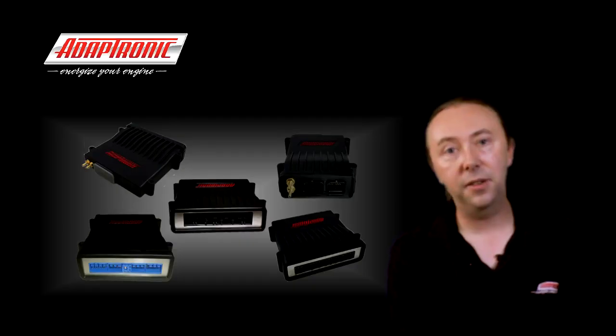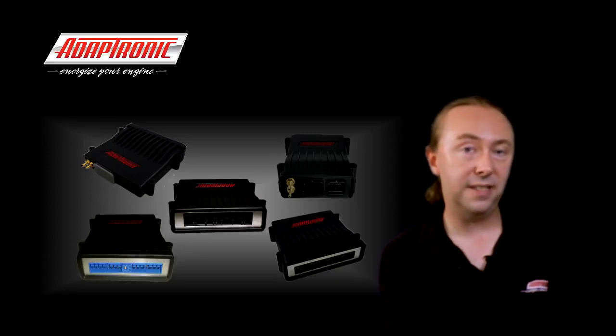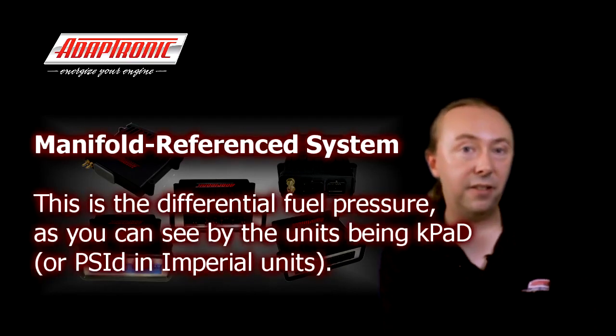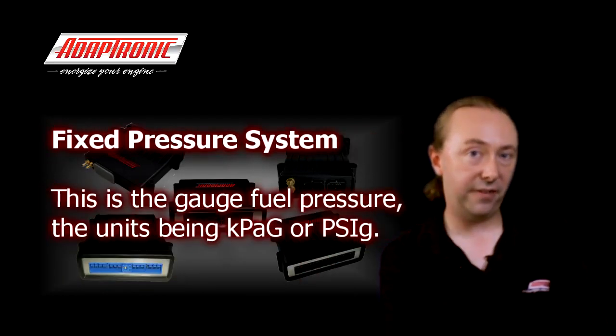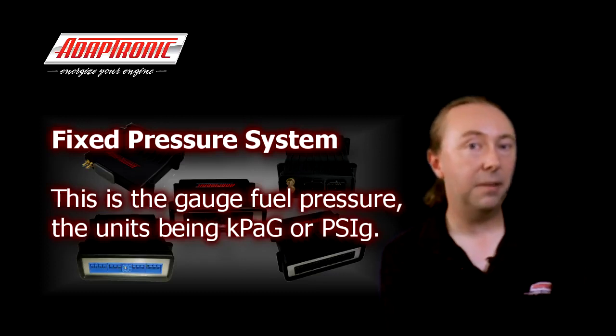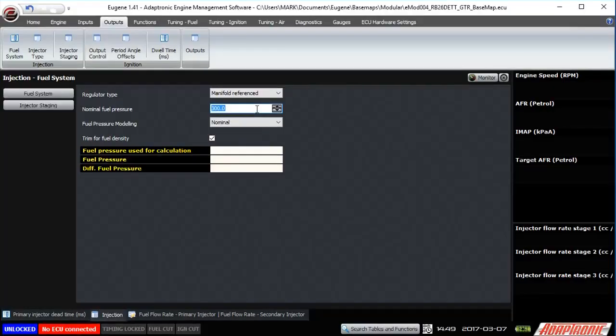So this should be set to the pressure that the fuel system sees under the maximum power condition. If the fuel pressure sensor fails, the ECU will use this as a fuel pressure value. In a manifold reference pressure system, there's a differential pressure between the rail and the manifold. And in a fixed fuel pressure system, it's the fuel gauge pressure. Typical fuel pressures are 3 bar for manifold referenced and 4 bar for fixed. So that's 300 kPa, 400 kPa, or 43.5 and 58 psi.